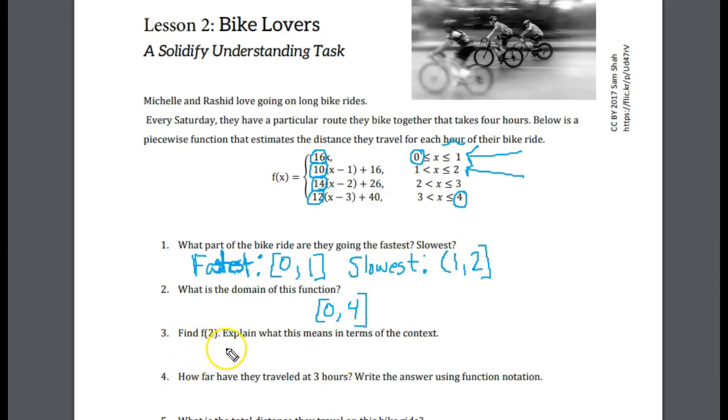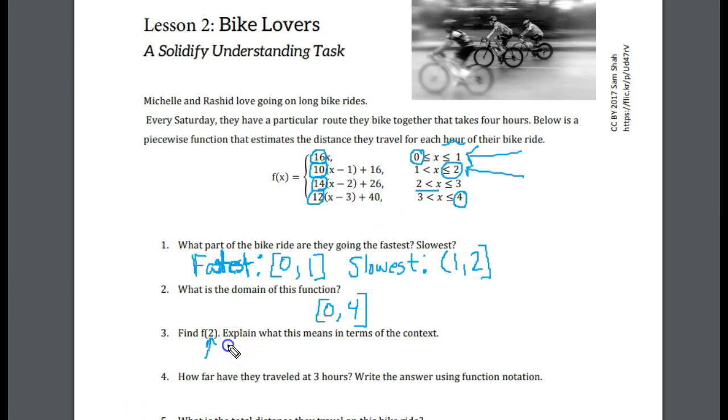Find f of 2. Remember function notation: the number inside the parentheses is what you need to input or substitute into the function. When you're using a piecewise function, don't forget that first you have to choose which interval that input belongs to. So where does 2 fall in our intervals? I have a 2 here and I have a 2 in this interval. The big difference is this 2 is equal to and this 2 is not. So that means 2 is actually included for this equation.